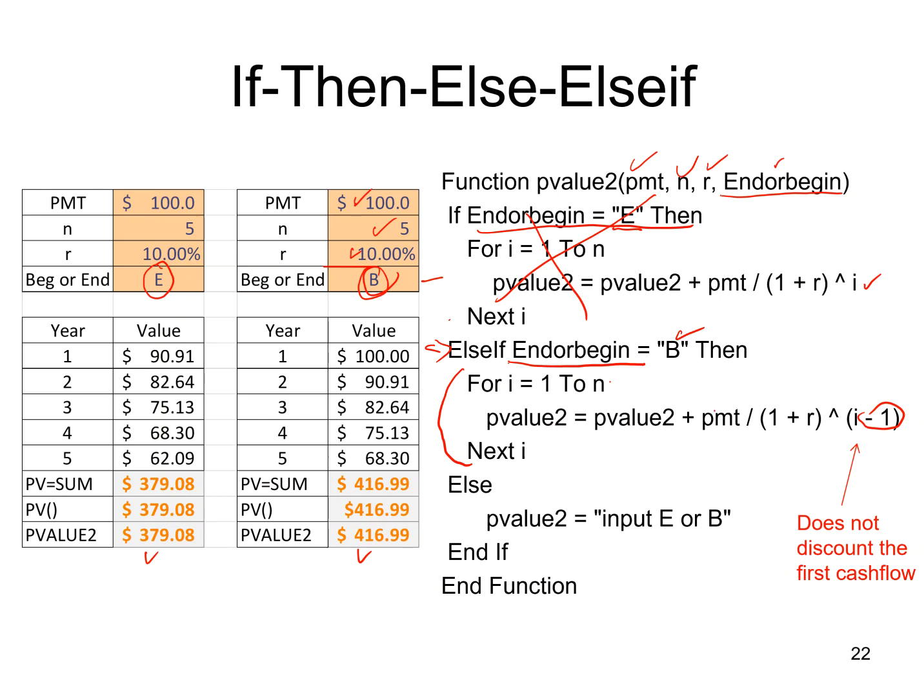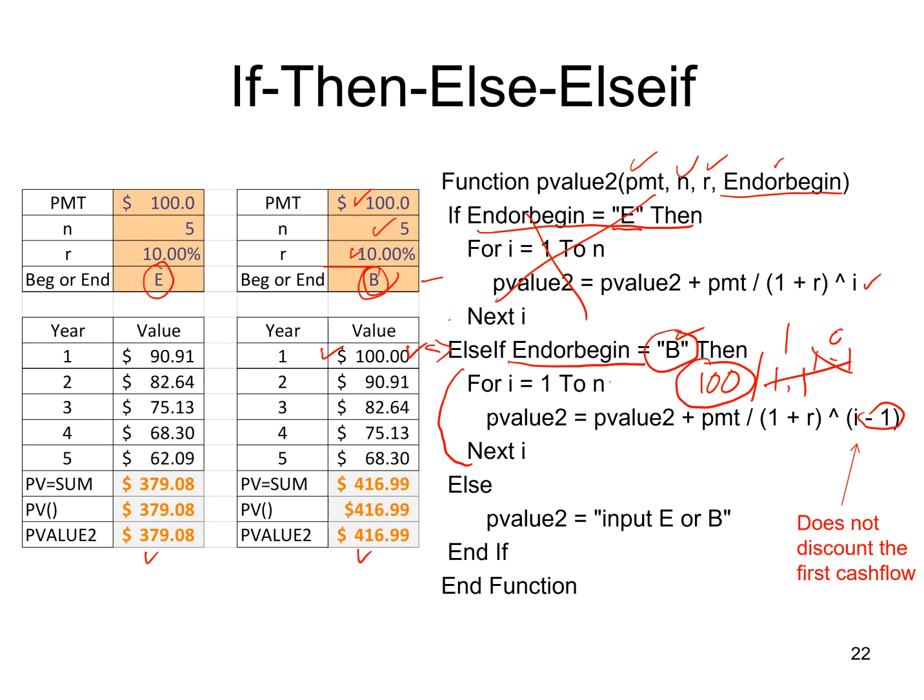PValue2 equals PValue2 plus 100 over 1.1 to the 1 minus 1 power. Now that's 0. Anything to the 0 power equals 1. So it's going to take $100 as the present value of the first payment. And that's going to be good because the present value of a beginning year payment of $100 received today is $100. So the present value of the first payment received today is 100.